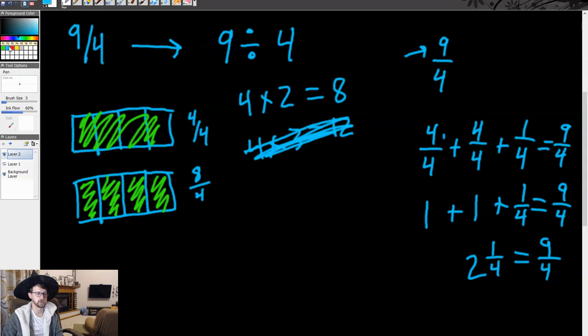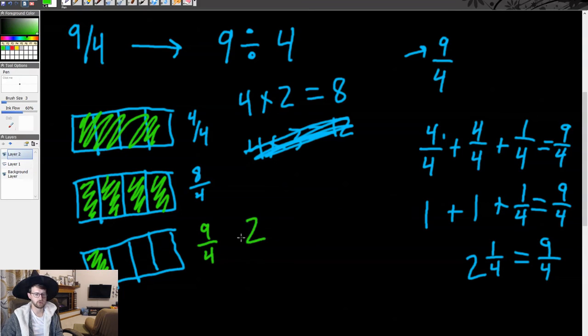So I have one more now. So I'm going to go ahead and draw that one. We have another set of fourths, but I'm not going to use all of these because I only have one more. I have one more here. 9 fourths. There are my 9 fourths. And now how would I write this picture as a mixed number? I have 2 wholes and 1/4 left over.